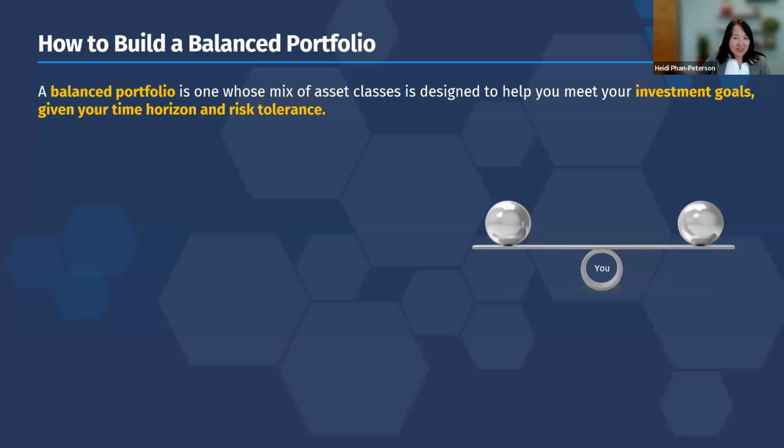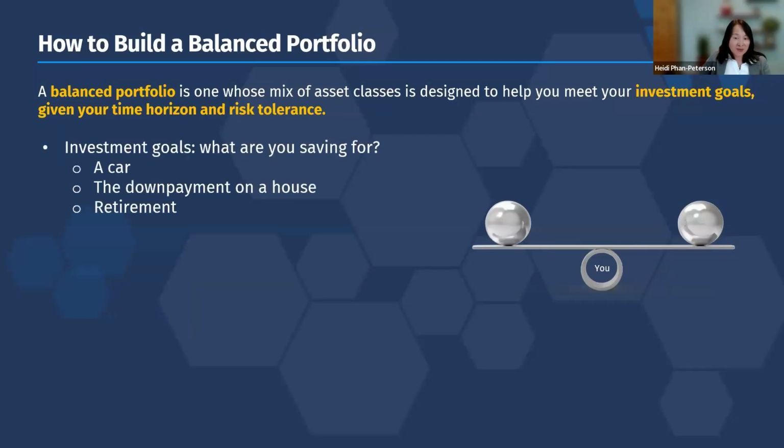When we think about building a balanced portfolio, the best place to start is by considering what you're saving up for. It could be a car, a down payment for a house, or retirement. Steiner has been kind enough to share what he is saving for.